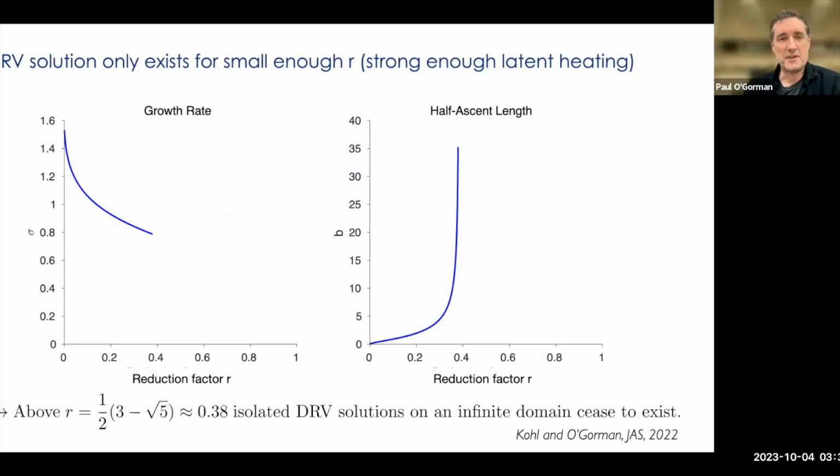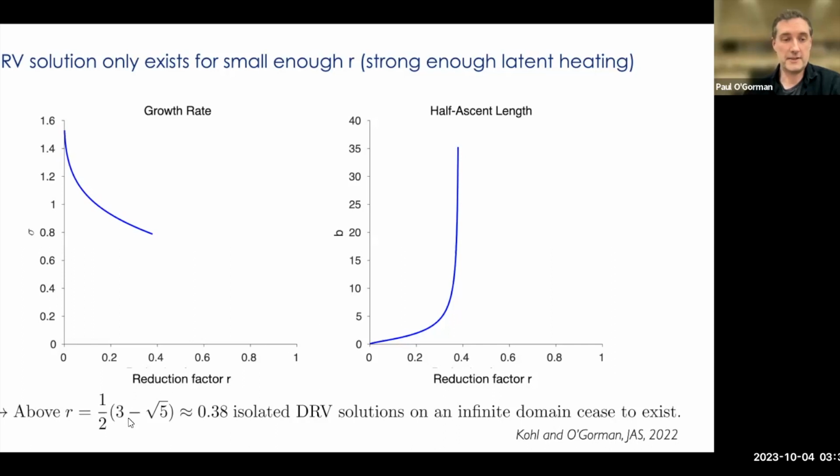One interesting question is, do you always get diabatic Rossby vortex solutions? Well, according to this model, no. If you look at the growth rate now solved numerically from the dispersion relation as a function of R, you can see it increases as R becomes smaller, stronger latent heating. But there's also this singular point here at 0.4 where the solution breaks down. If you look at the length scale, it just goes towards infinity as you get to that point.